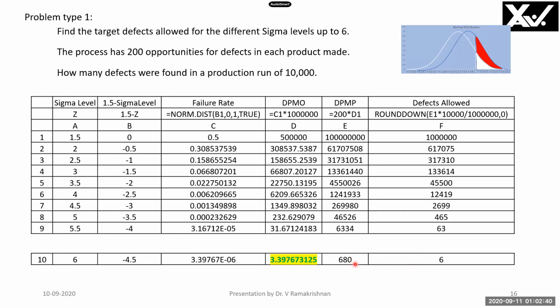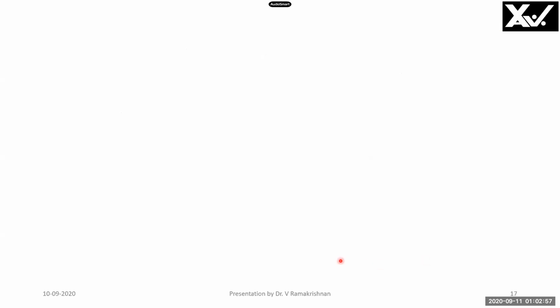1 by 680 by 100 is the answer. I have to round it off to the lower value because I can't make it a 7. If I make it a 7, then it is less than 6. Sigma level is not 6, it is less than 6. Therefore, this should be the lower value. Therefore, I have taken 6 defects.